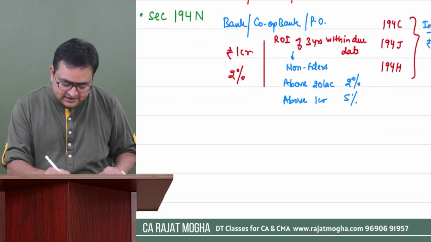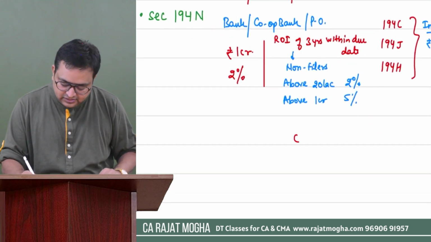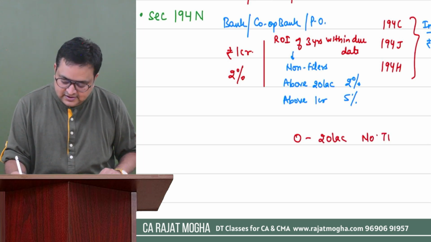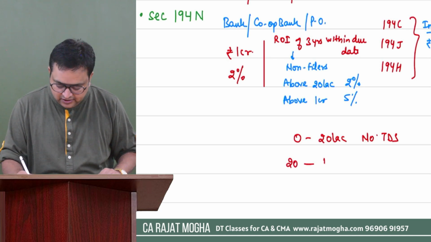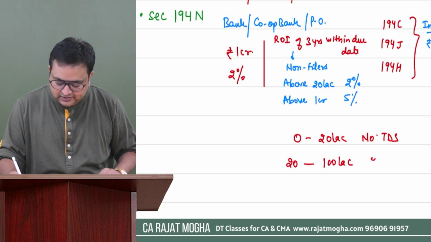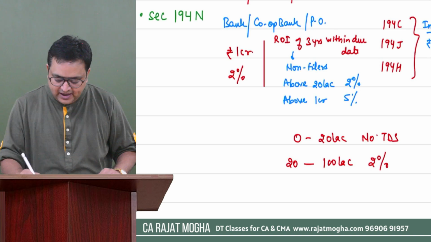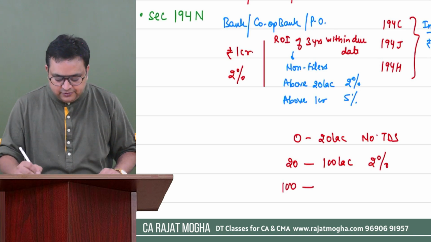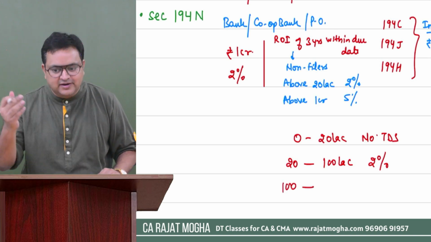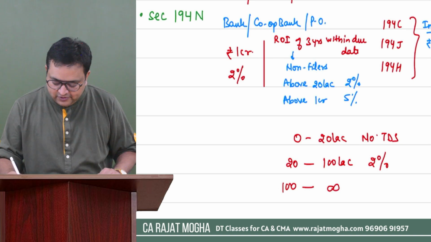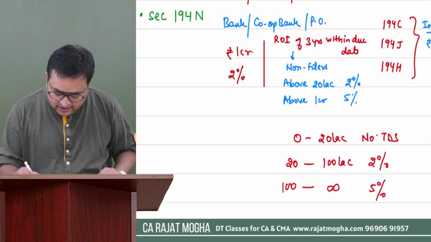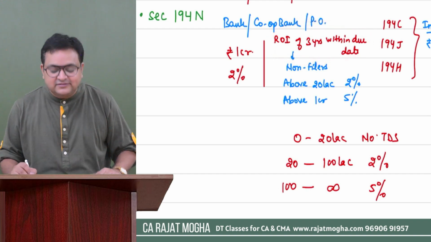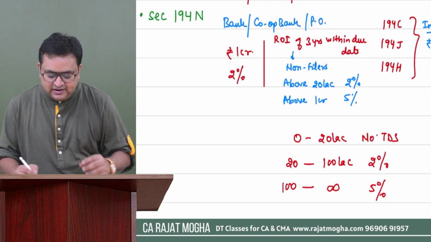So what I can say, I can also write it like this: 0 to 20 lakh no TDS, and after 20 lakh, so as of now I'm writing after 20 lakh till 100 lakh, that is 1 crore, the rate of TDS would be 2%. And from 100 lakh onwards, that is above 1 crore, up to any amount, it would be 5%. Got it? Easy.